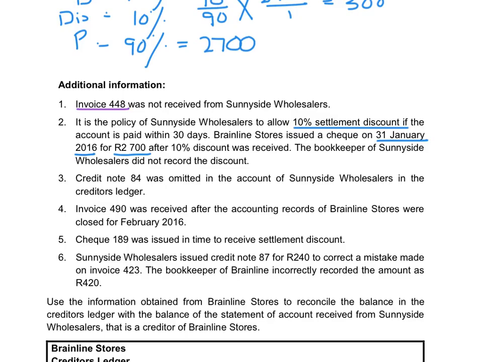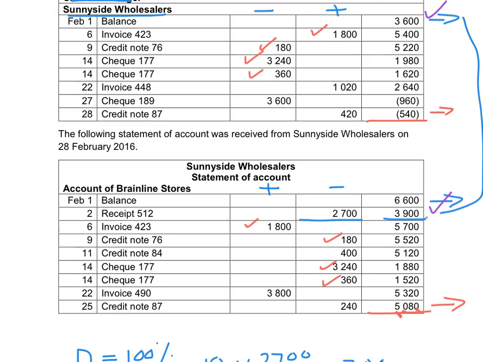Credit note 84 was omitted in the account of Sunnyside Wholesalers in the creditor's ledger. That means that we still have to record it, and therefore we will show this entry for the credit note in the creditor's ledger. The credit note does not appear in the creditor's ledger, but if we look at the account that we received from the creditor, there is a credit note for 400 Rand. And because we still have to correct it and we still have to record this entry, we will record it in the creditor's ledger.